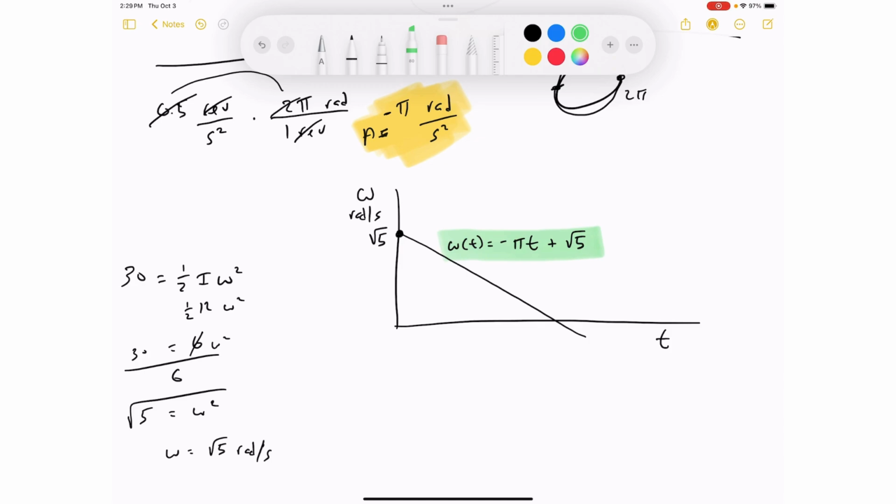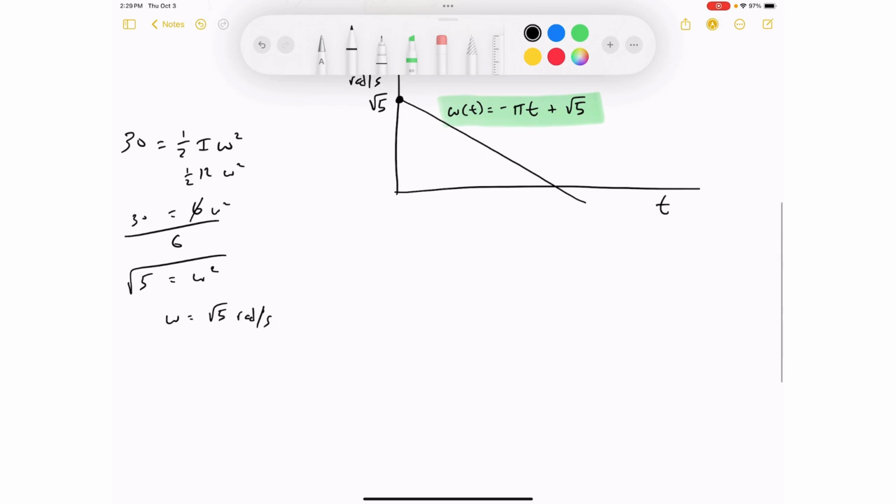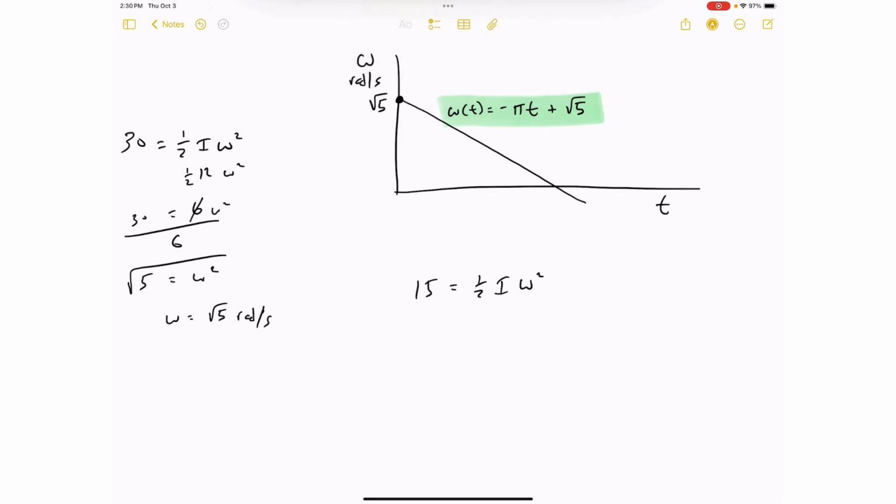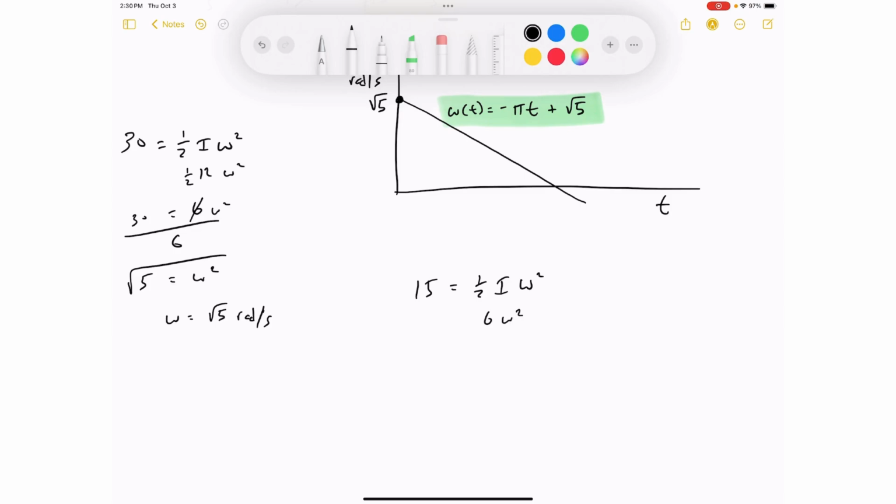Okay, so that's cool. Now, the other thing I want to know is, when this thing slows, it's going to have 15 joules of energy. Right now it has 30 joules, but it's going to have 15. What if you had 15 joules and you did 1/2 I omega squared? What would that look like? Remember, I is like your mass and your radius. Is that going to change? No, it's still the same. So it's still 12 divided by 2, which is 6 omega squared.